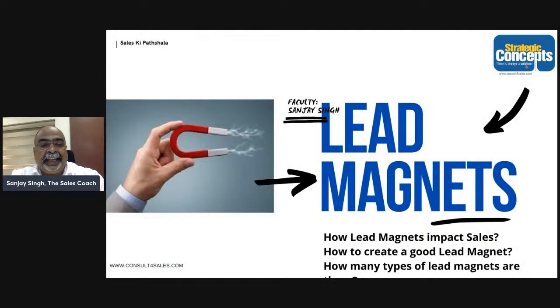Lead magnet is what we are going to talk about today. What is a lead magnet? Let us first start the session by trying to understand what exactly is a lead magnet, how lead magnets can impact your sales process, how do you create a good lead magnet, how many types of lead magnets are there. These are some of the questions that we will cover during today's program. Please feel free to put your questions in the chat box so that we can take up any discussion on this topic that is required.